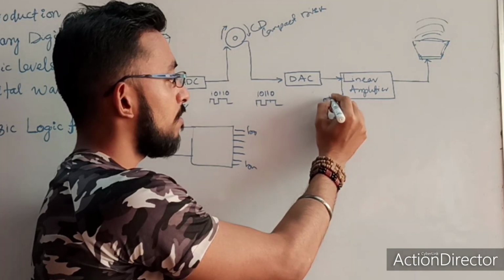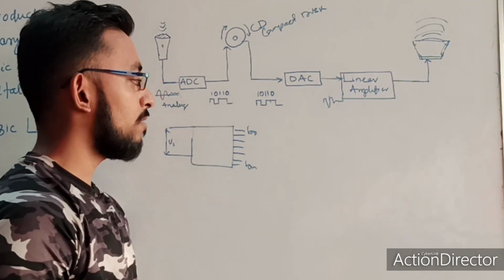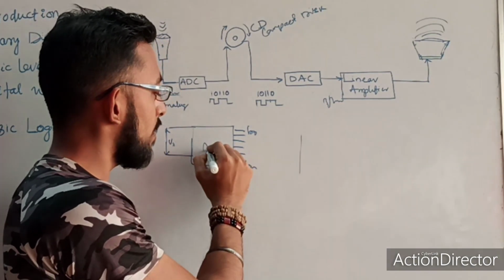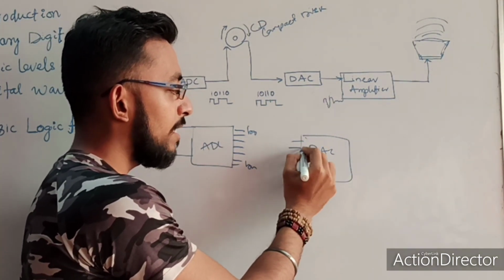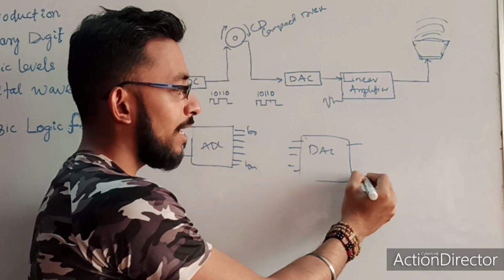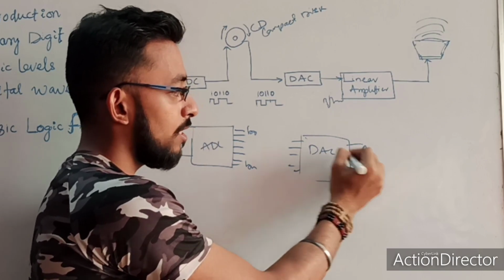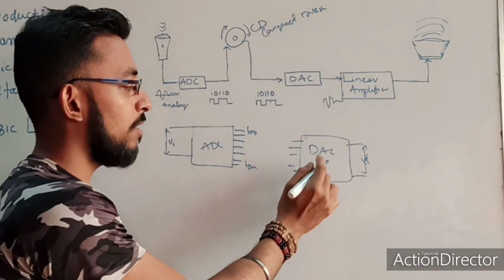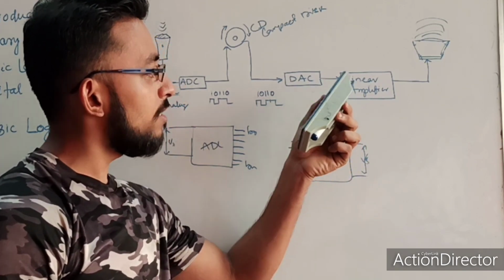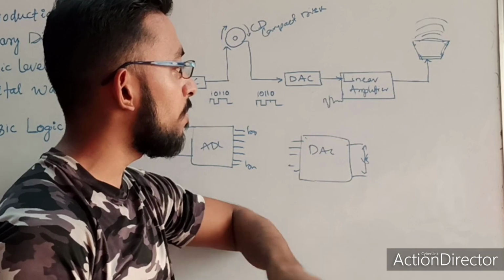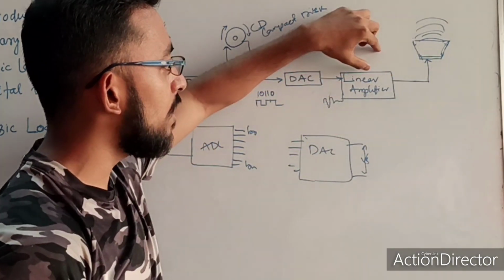Whatever may be like this, this is the analog signal. So what will be the function of this is ADC. In DAC, we are applying a digital signal, meaning a number of bits, and at the output we are getting a voltage. That is the same voltage that we applied over here, but the amplitude of this voltage is a bit less. That's why we are going to use a linear amplifier.